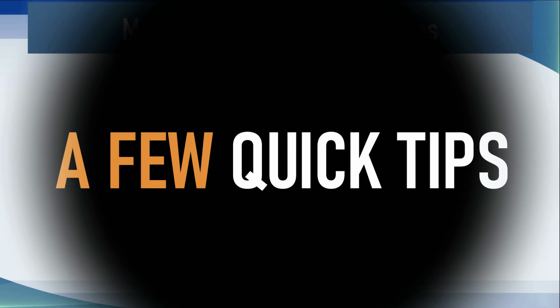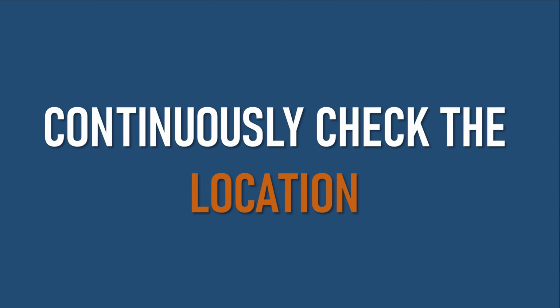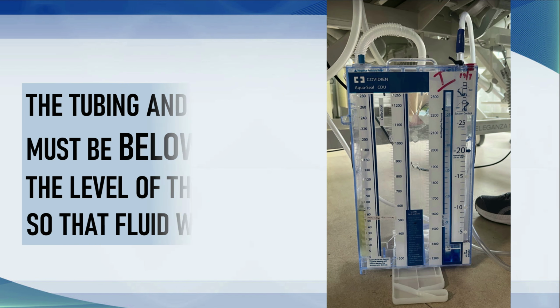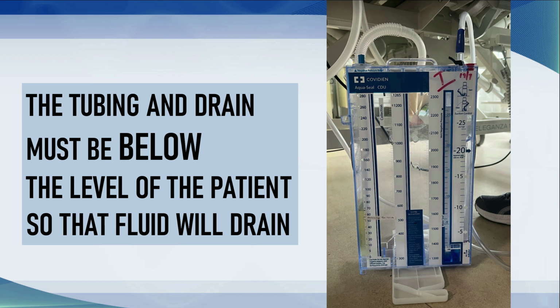Now, a few quick tips about using chest drains. First, continuously check the location. The tubing and the drain must be below the level of the patient or fluid will not drain. Be careful also that someone hasn't picked up the chest drain and put it into the bed beside the patient. For example, if they're going for a CT or an MRI, they can clip onto the side of the bed. Make sure someone hasn't kicked it over or a wheel of the bed hasn't gone across the tubing.